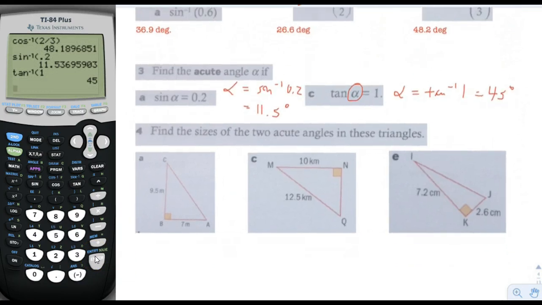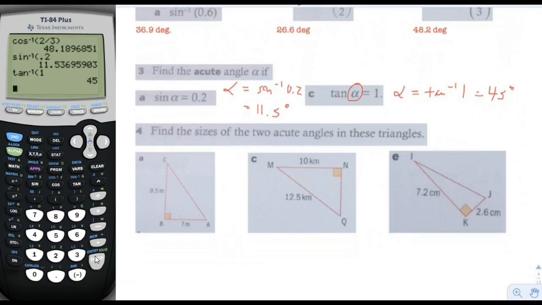And they asked for an acute angle. Why did they ask for an acute angle? Because actually there's more than one angle that has a sine of 0.2. And we'll talk more about that later, but for now, pretty much what the calculator gives you is the smallest angle possible. Okay? Find the size of two acute angles in these triangles.